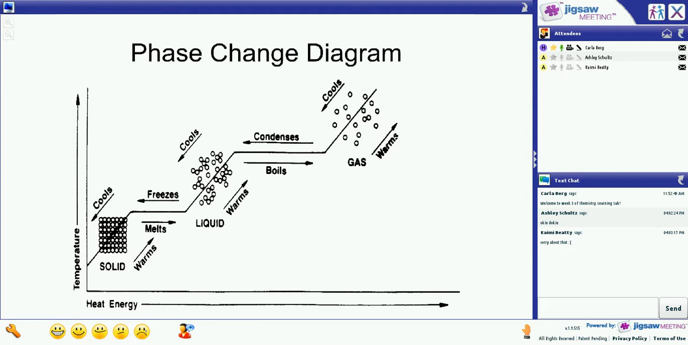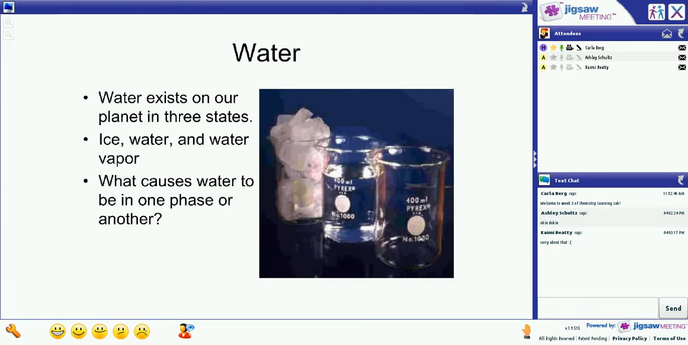Today, we are going to do a lab that has to do with melting points of some different objects. We're going to look at water. Water is a great example of what we can use for the phase change diagram because it's something that's familiar to all of us, something that we use every day in our lives. So water exists on our planet in 3 states: ice, water, and water vapor.